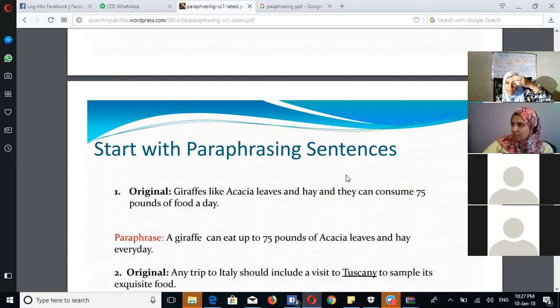Yes, there's no such thing as "should be visited by any trip to Italy." By any trip. The trip is the one who's going to visit Tuscany? No. Anyone. Sorry, anyone. Did they mention anyone in the message? There's no anyone here.